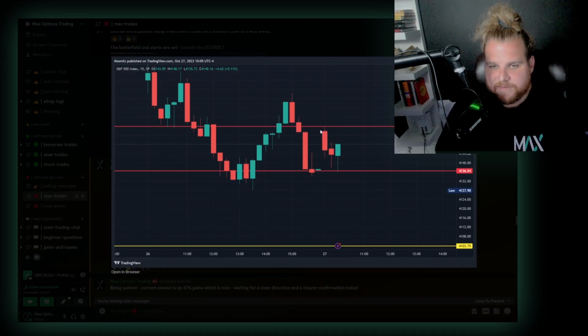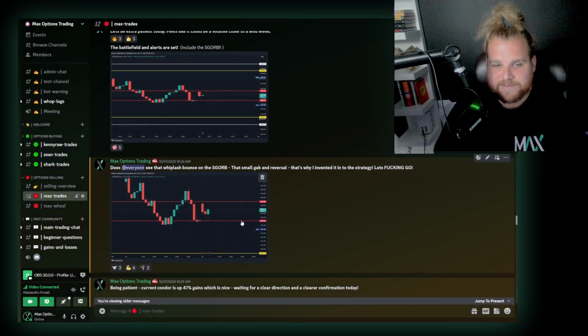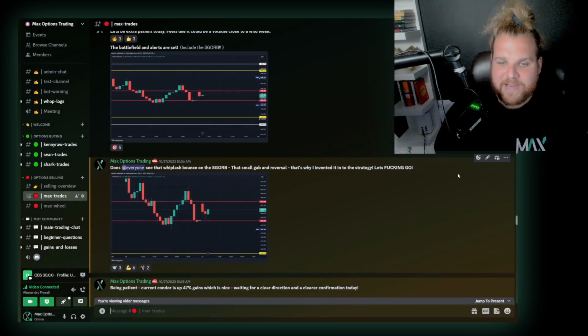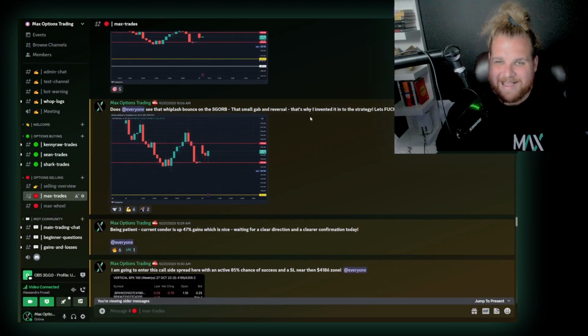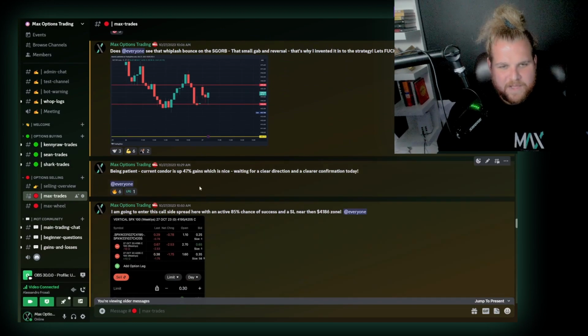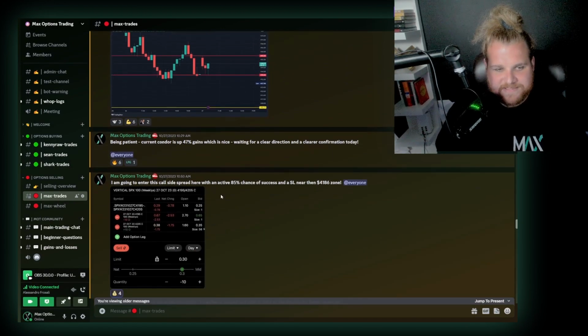Here's the actual 15-minute orb. Here would have been a confirmation, but we closed that little tiny gap and bounced immediately. That's a perfect example of the scorb and why it can cause whiplash behavior and why I invented that. Being patient, the condor was up 47%.